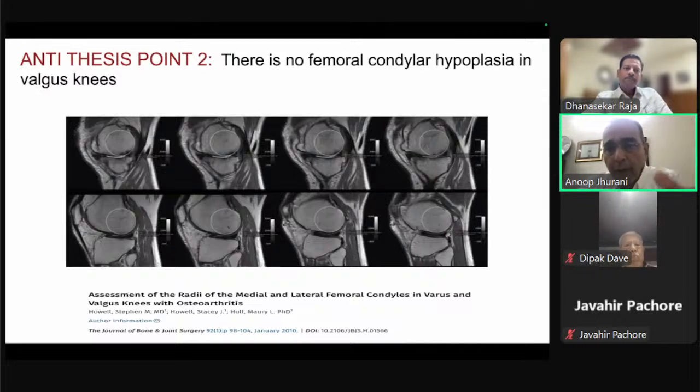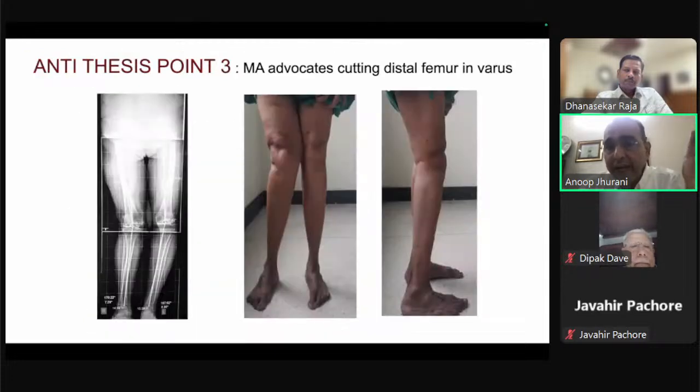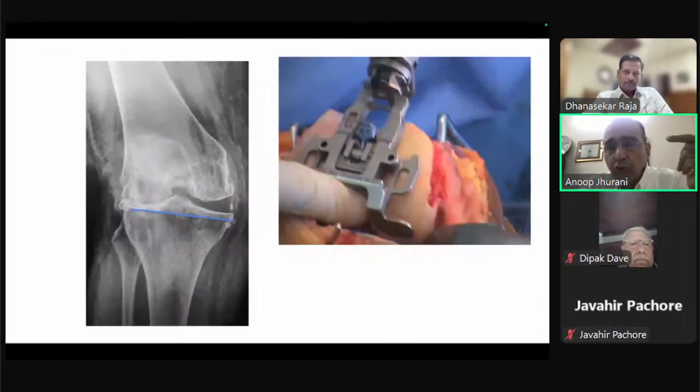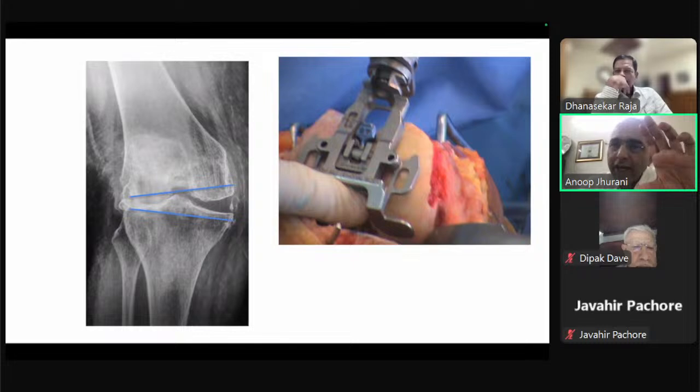And femoral condylar hypoplasia in valgus knees is again a misconception, because a lot of MRI studies have shown that there is no hypoplasia in the true sense, but there is just loss of posterolateral cartilage on the lateral side. So in valgus knees, in the mechanical alignment concept, you would cut the femur in varus. That's what we were taught earlier by all our mentors. And once you do that, you are again doing what you were doing in varus knees. You are creating an iatrogenically tight lateral gap by cutting the femur in varus, and by over externally rotating, you are creating a tight lateral extension and flexion space.